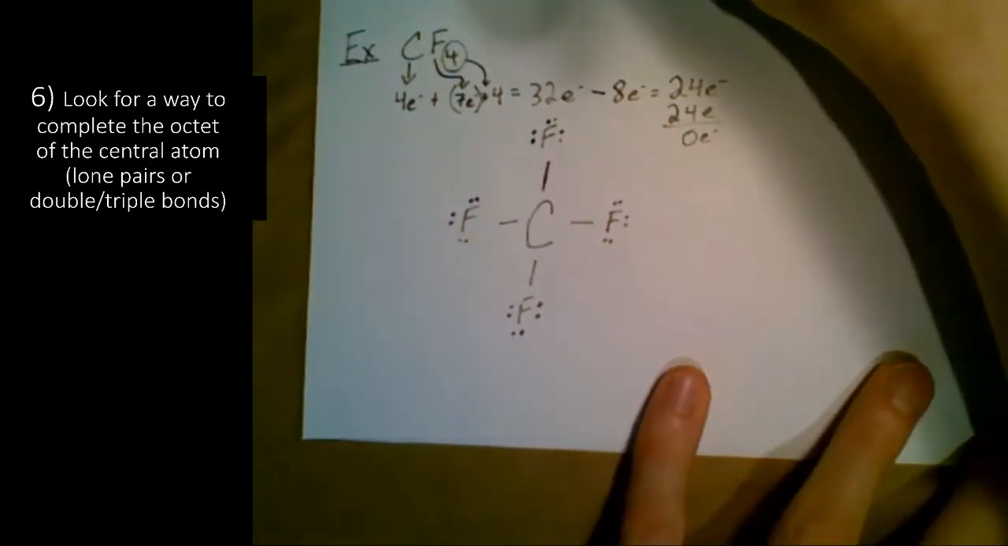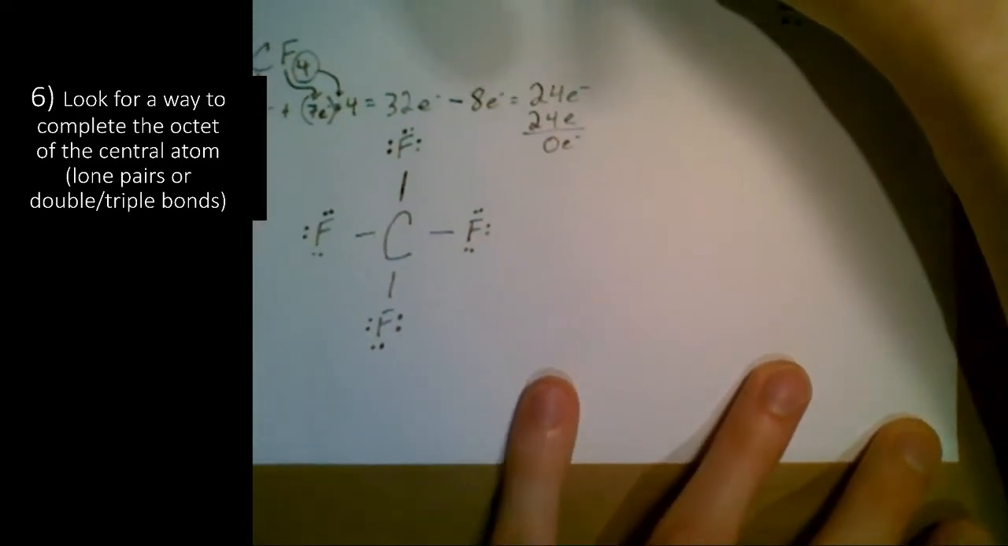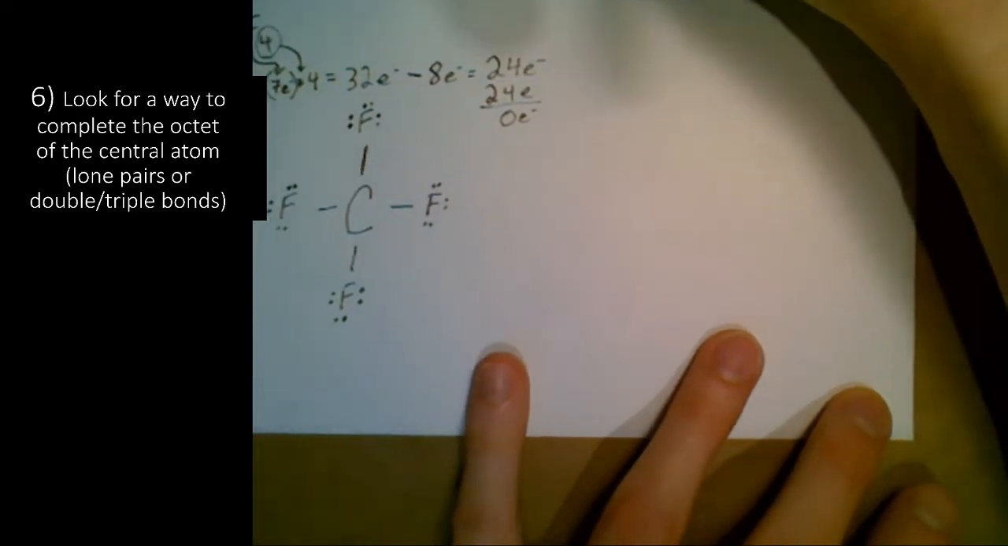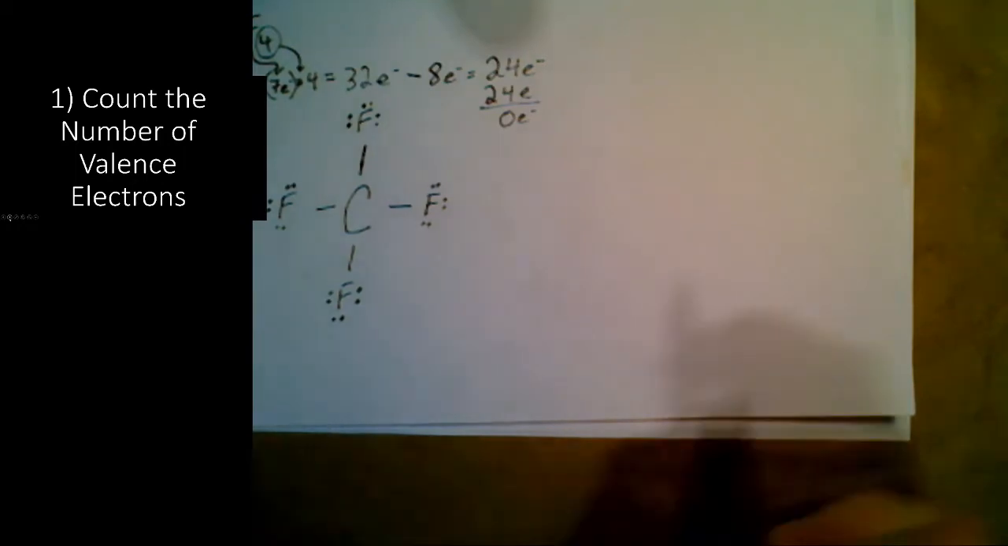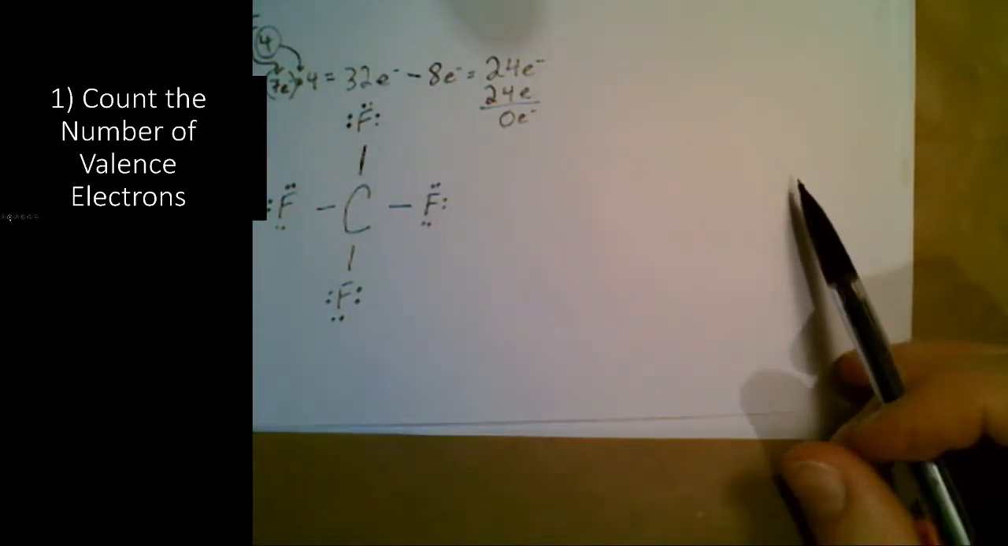So let's do another example. Now, for this next example, I would recommend you use a pencil. The reason I'm recommending a pencil is because we need to be able to erase some of the electrons that we're going to draw at some point. And so we've reset our steps over on the left.